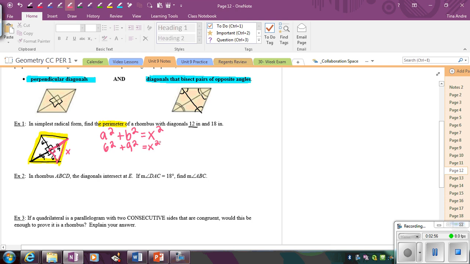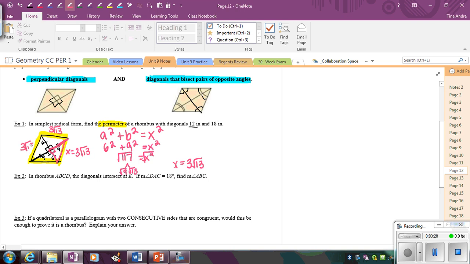I'm going to go ahead and type that whole thing in my calculator. So 6 squared plus 9 squared gives me 117. And then if I square root both sides, I'm going to break this down. If I divide that by 9, so 9 and 13, when I divide it by 9, I get 13. So that means x is going to equal 3 root 13. So one of these sides is 3 root 13.